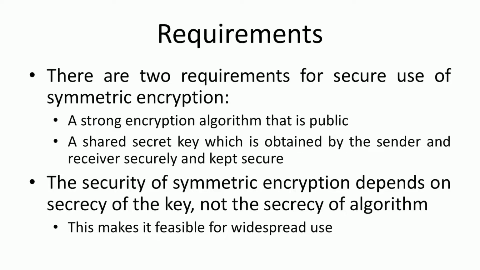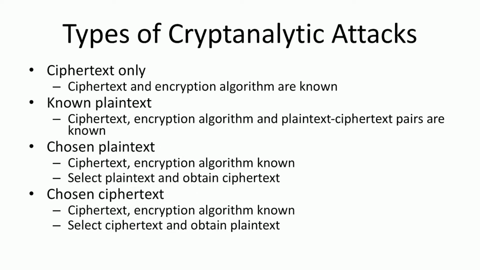Therefore, the primary security problem with symmetric encryption is maintaining the secrecy of the key. Let's look at the type of attacks on encrypted messages. This is known as cryptanalysis, which is the process of attempting to discover the plain text or the key. The strategy used by the cryptanalyst depends on the nature of the encryption scheme and the information available to the cryptanalyst. In ciphertext-only attack, all that is available to the attacker is the ciphertext.